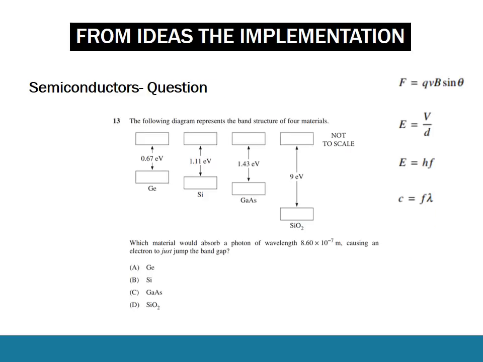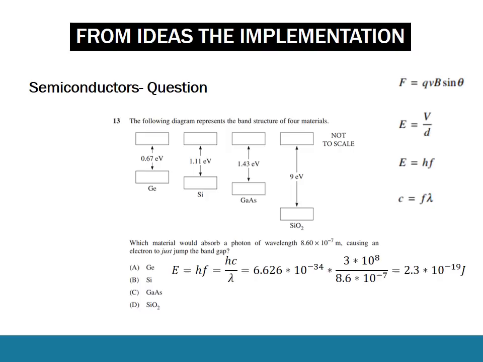Here's an example of a question that I think throws a lot of students because it's not super easy, it's not obvious. So let's have a quick look. Which material would absorb a photon of wavelength 8.6 times 10 to the minus 7 meters, causing an electron to just jump the band gap?